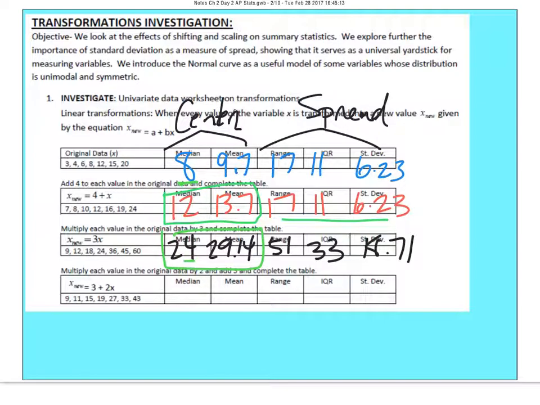So what we're seeing happen here is that the measure of center used to be 8, went to 24, so it was multiplied by 3. The IQR was 11, it went to 33. So we actually see here the measure of center and measures of spread all change.